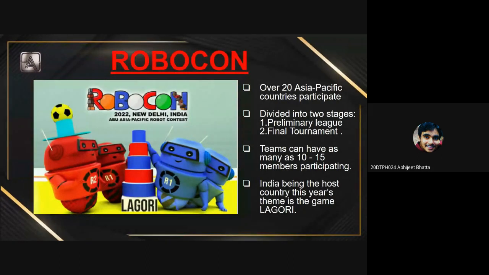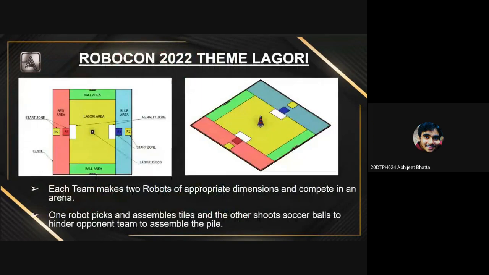And in the final tournament, you get to compete at an international level. People who have qualified the league round get to represent India internationally against the rest of the participating countries, which of course is a great honor. This year, as India was the host, the game's theme was the Indian game Lagori. Just to give you some kind of hint about it, this is the basic schematic diagram of the playing field. R1, R2 are the robots of each team. This is not a miniaturized robotics competition. It's a very hefty task, and it's a very interesting task as well.